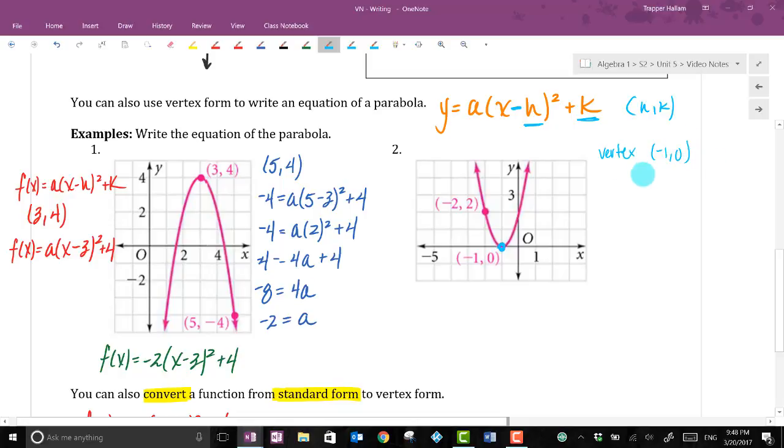I know it's on there, but I'm gathering my information. I need any other additional points, so I'm going to write any point. And that's going to refer to this one here, which is -2, 2. So I've gathered the two pieces of information that I need.